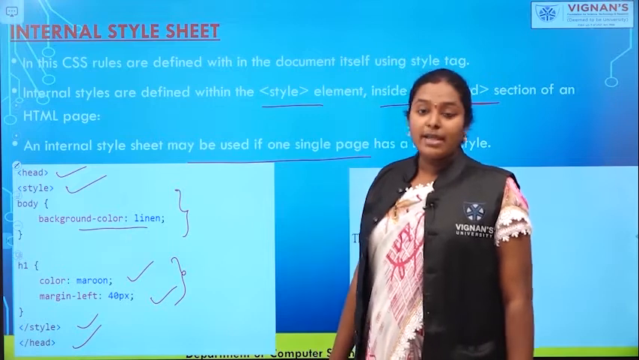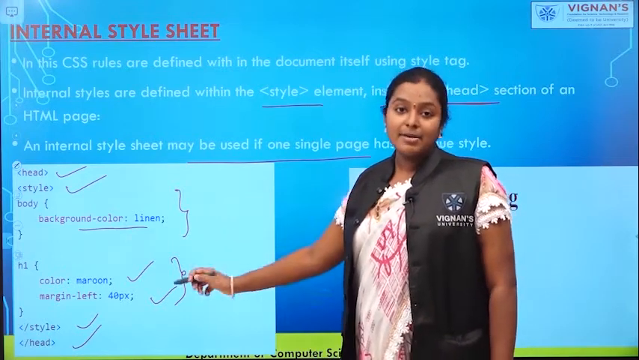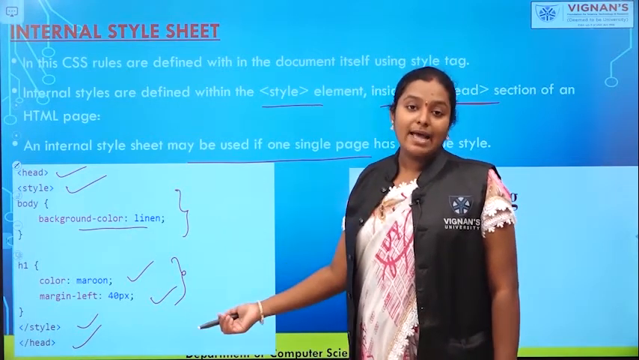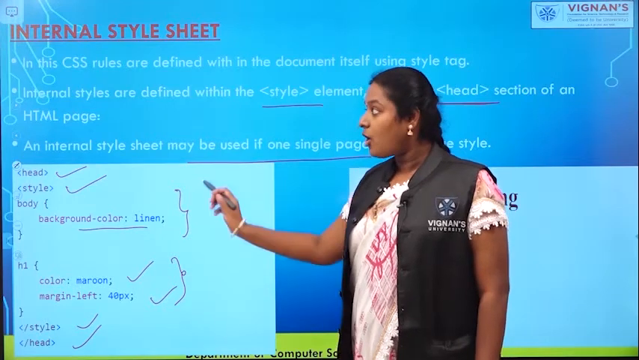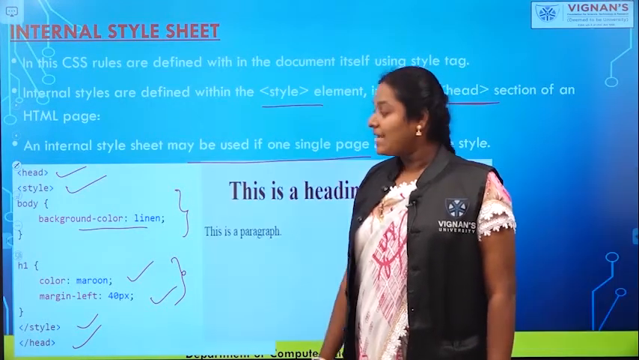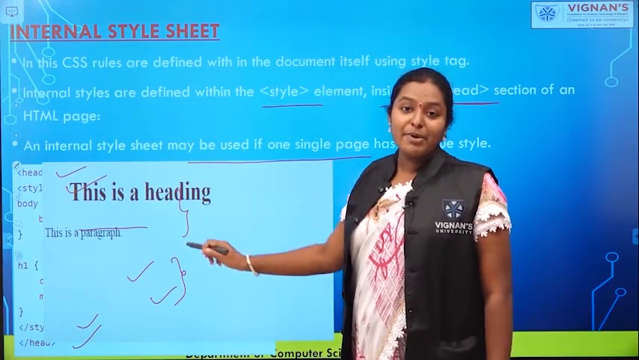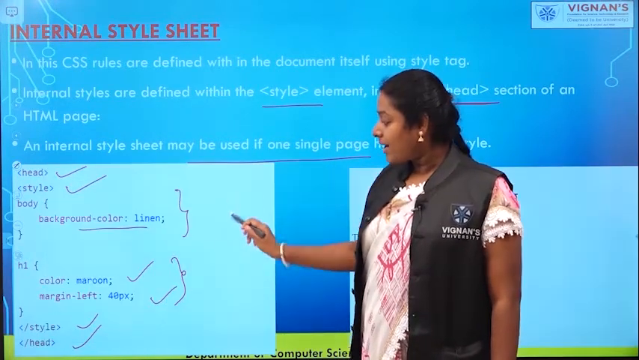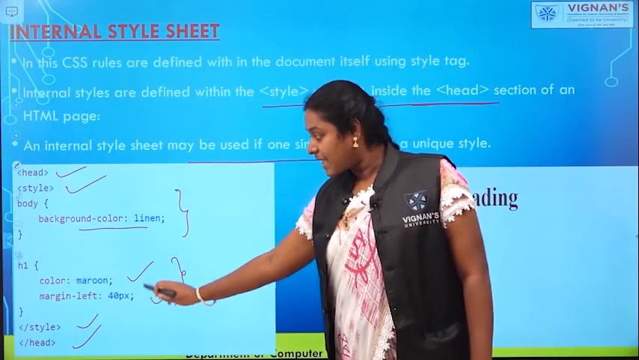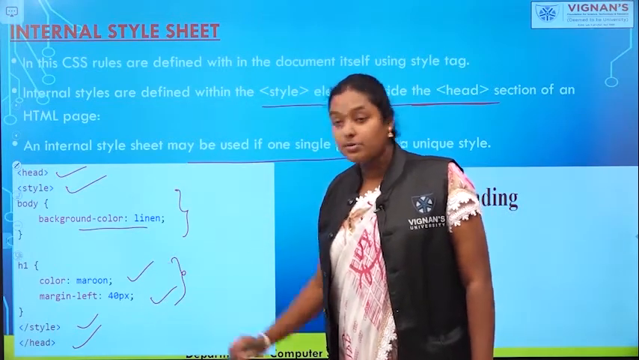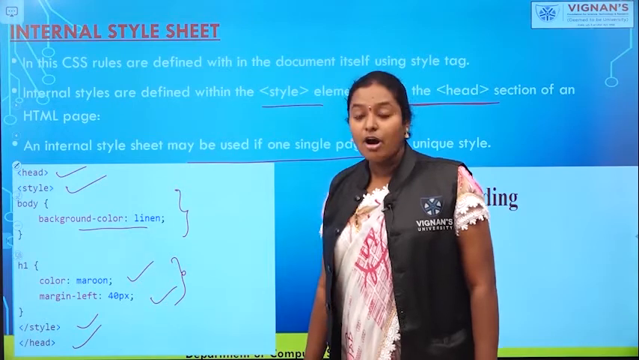And within the body, you will write the content, some H1 tag or some other tags in the web document. So the output for this internal style sheet is, for the content that had been written in the H1 tag, you will get the color maroon with a margin left of 40 pixels.